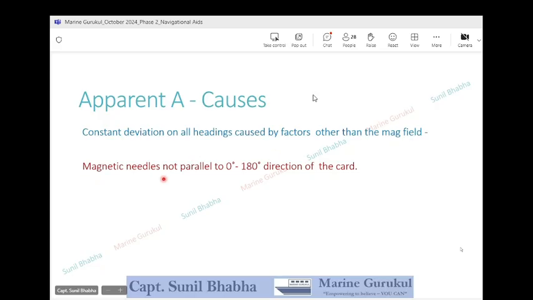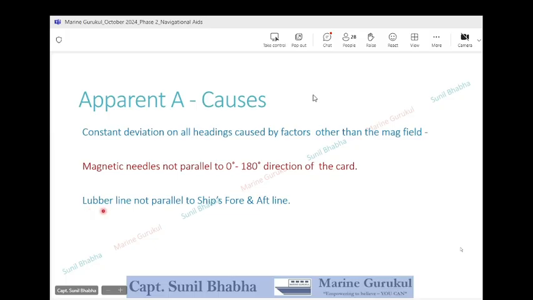You can have the magnetic needles of the card not parallel to the 180 degree direction of the card. Now this is a manufacturing defect. You can visualize a card is being printed. The magnets are to be fitted exactly in the 000-180 direction. But if during the construction of the card, the magnets are fitted slightly at an angle, let us say 002 and 182 direction, there will always be a slight error which the compass will show. This has got nothing to do with magnetism, so this falls under apparent A. That's a manufacturing defect in the card.